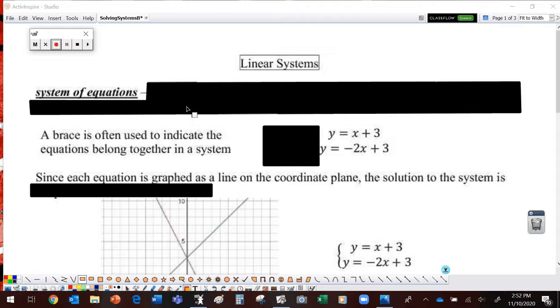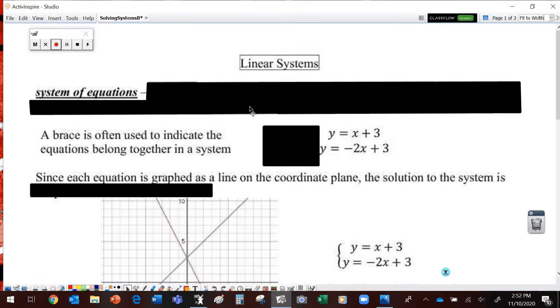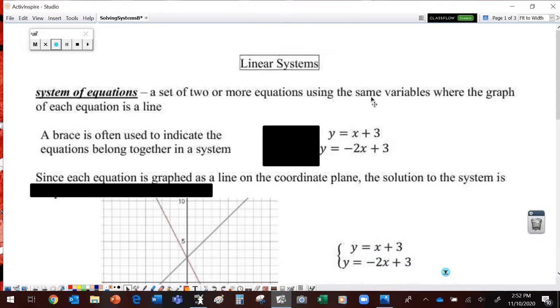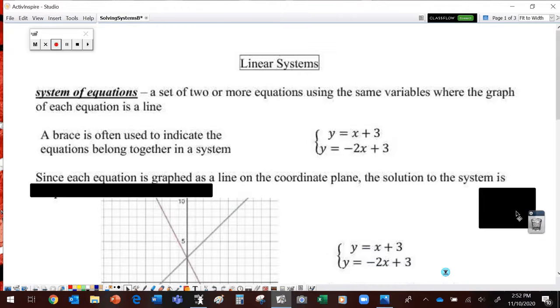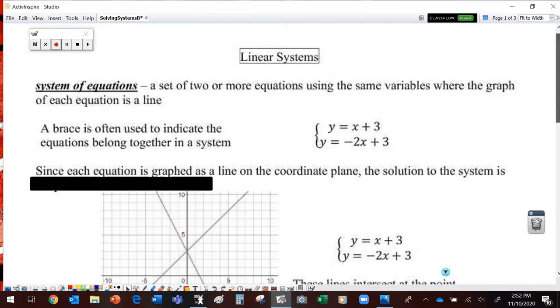Now a system of linear equations are equations, two or more, where we use the same variables and the graph of each equation is a line. Now this is specifically for systems of linear equations. The graphs don't have to be lines, but that's what we're going to work with here. Oftentimes we use a brace to indicate that the two or more equations in the system belong together. So this symbol right here, this goofy looking guy, we call that a brace, and that holds those equations together and tells us that they exist within the same system.